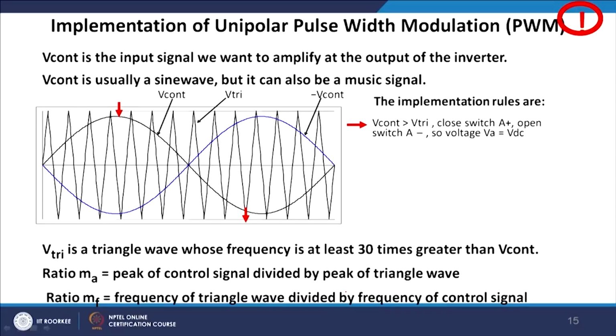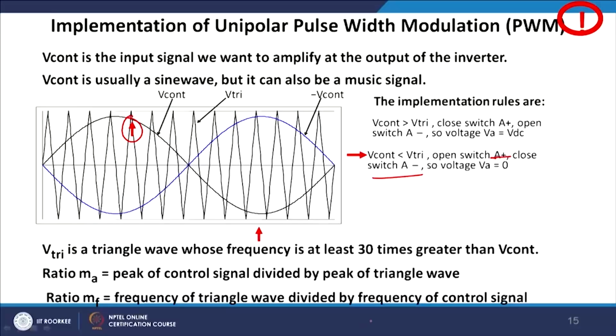So, when V control is more than V tri, the upper switch A plus closes and the A minus switch opens, thus you are getting a voltage for the full bridge configuration of VDC. In the same way, when the other condition is satisfied, in this region where V control is less than V tri, the upper switch A plus opens and the A minus switch closes. So, you get a voltage 0, not minus VDC.